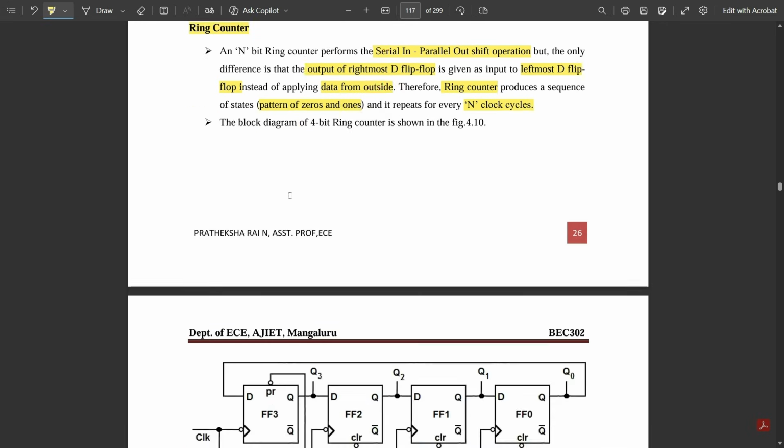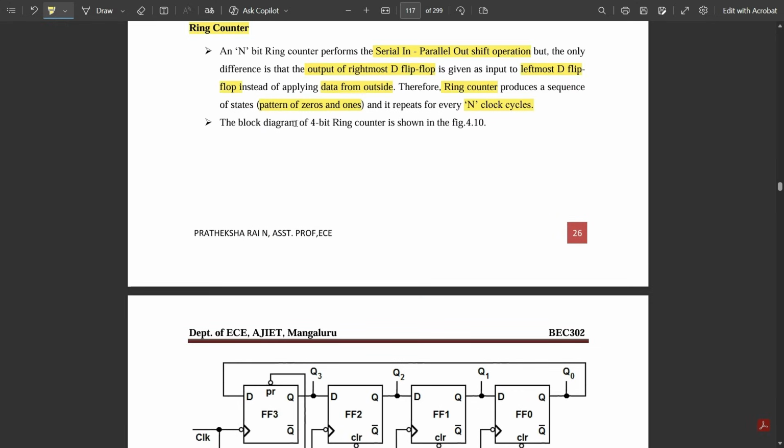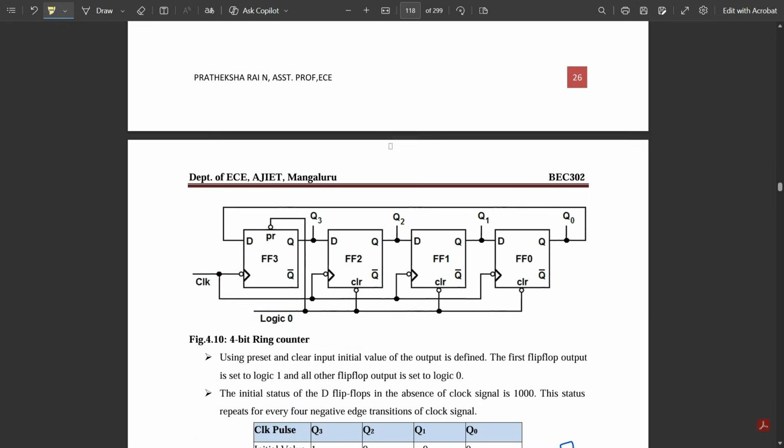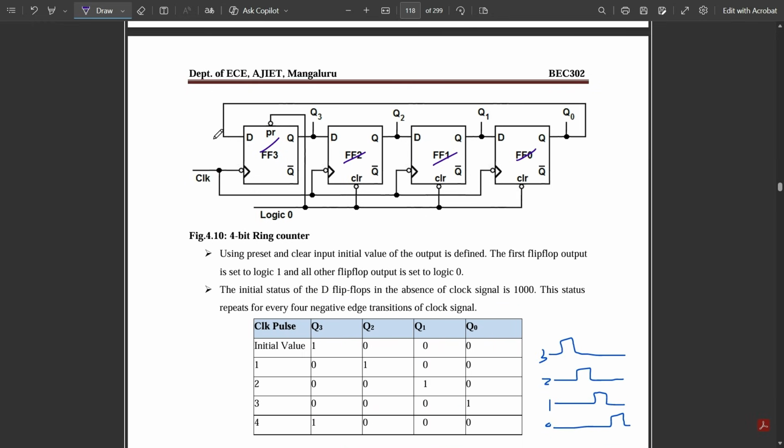This is the basic block diagram of a 4-bit ring counter, so that's why we have used 4 D flip flops here. It has the clock signal and logic 0 given through the clear signal, and the outputs are given in parallel, that is q3, q2, q1, q0. As you can see, the final output is fed back to the initial D flip flop, and the circuit is constructed as serial input and parallel output.